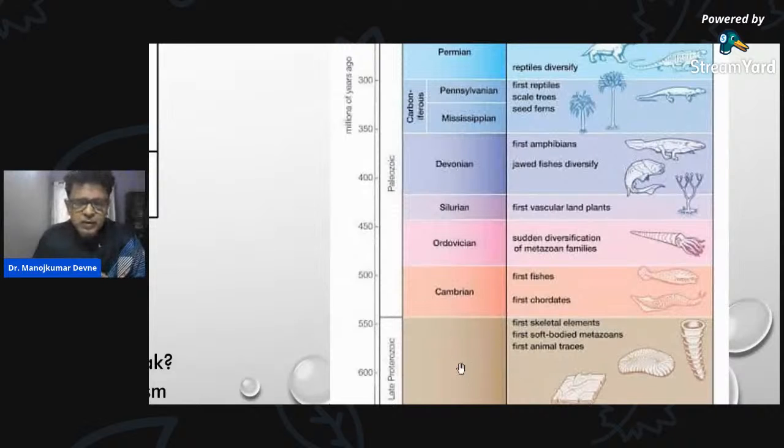All this is happening towards late Proterozoic, and then you come to Cambrian, wherein you start having the first types of fish, or the chordates. Chordates are basically those who have the vertebral column and so on. Then you have the other animals. You have first vascular land plants, and somewhere in the Carboniferous period you will have seed ferns and scale trees, and of course you start having the first reptiles also. So this is how evolution has taken us.